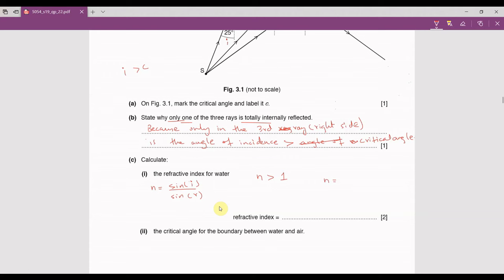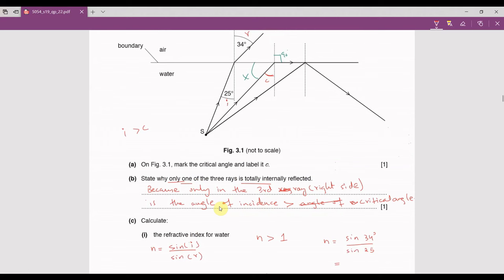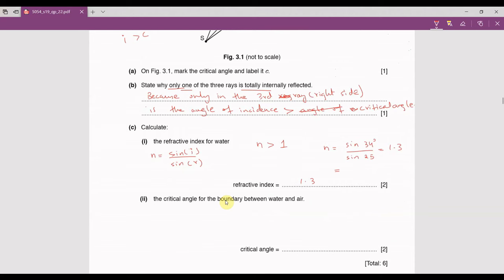So I'm just going to use the reciprocal of this formula, where the angle of refraction would be at the top. So that would be sine 34 divided by sine 25, and that would give me an answer of, let's check. Remember to keep your calculator in degree mode, because the angle is given in degrees. If it's in radians, then you would get the wrong answer. And the answer that we get is 1.3, which is absolutely correct. And there are no units for refractive index, because it's just a ratio. So whenever you have a ratio in physics, it never has a unit.